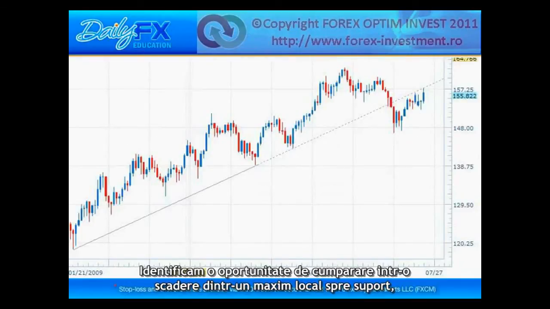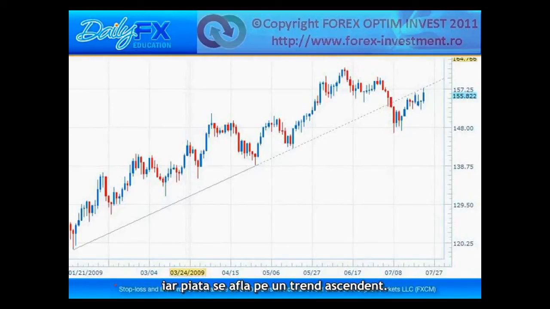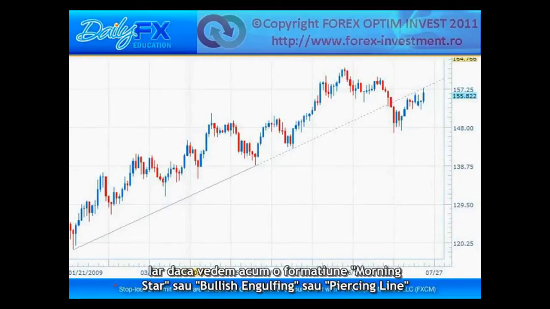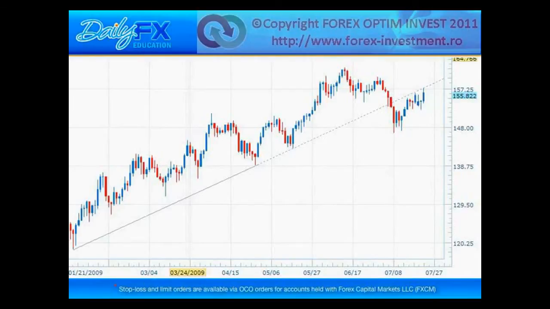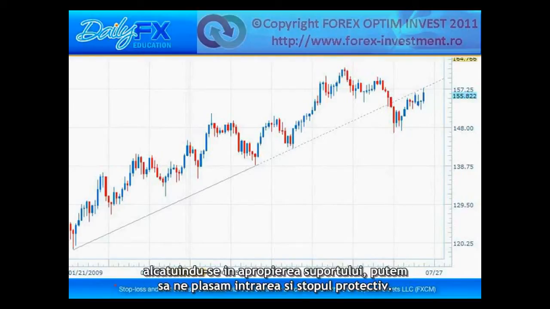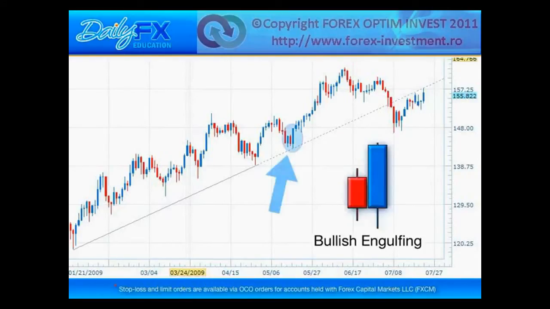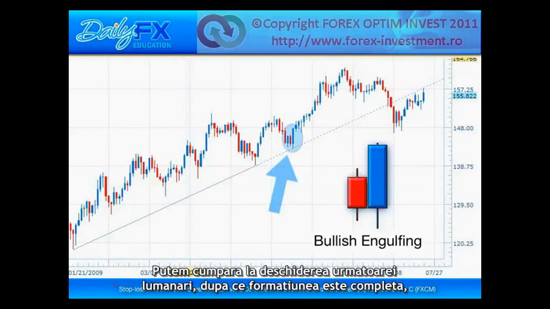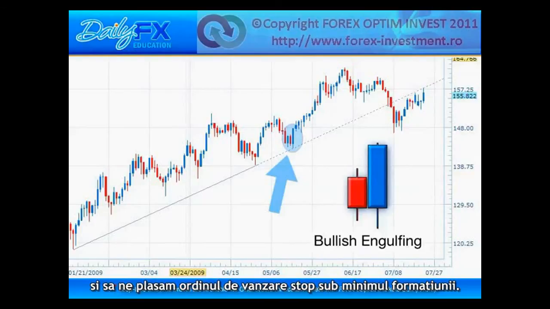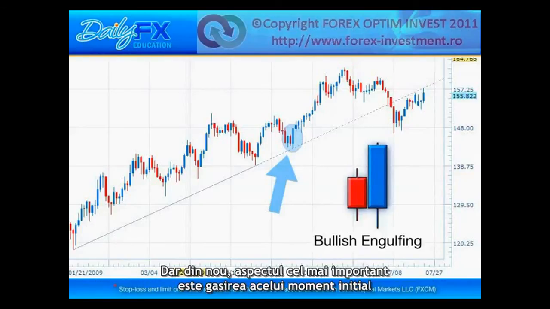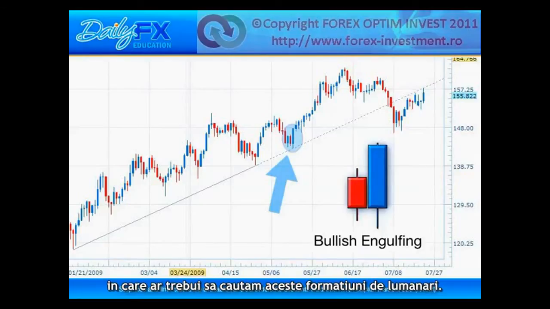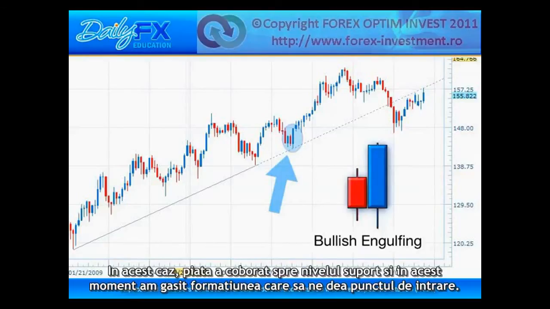We identify a buying opportunity as a move down off of a high to a support level when the market is in an uptrend. In this example, we can see that playing out, and if we now see a morning star, bullish engulfing pattern, or a piercing line formed at support, we have our entry and initial protective stop placement. We could buy on the open of the next candle after the formation is completed and place our protective sell stop below the low of the formation. But the important thing again is we're looking for that initial time where we should be looking for these candle formations. In this case, the market moved down to the support level. That's when we found our formation to give us our entry.